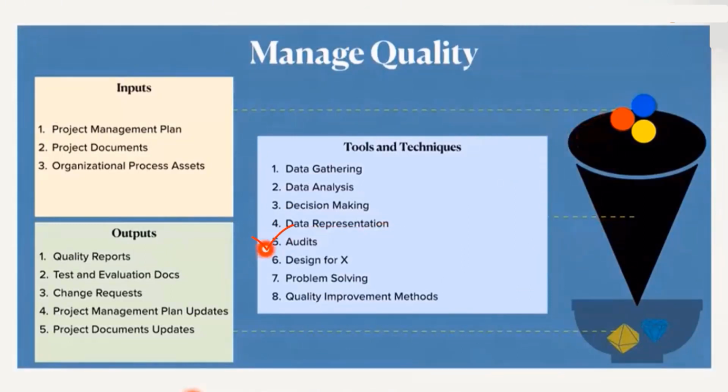Audits serve as a very good tool to manage the quality. And what is design for X? Sounds interesting, right? So design for X is nothing but, again, let me use the pen tool. Design for X. What does it mean? So X can be manufacturing, X could be cost, X could be assembly, X could be reliability, anything. You can keep on adding to the list.